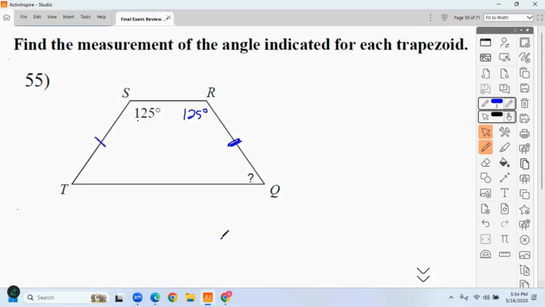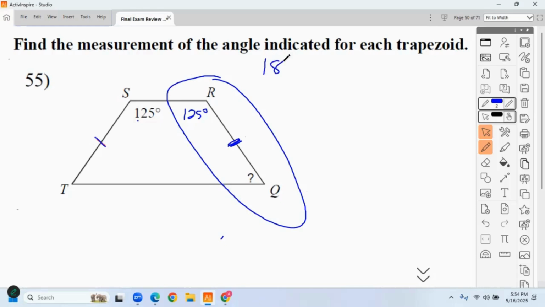Now, another thing we want to look at in this case, these are consecutive interior angles. So that means that they are supplementary. So they add together to give us 180. So let's go 180 minus 125. 55, I believe. Yep. 55. So this is 55 degrees right here. And we're pretty much done with that one. Wow, that was quick and painless. All right, rolling.